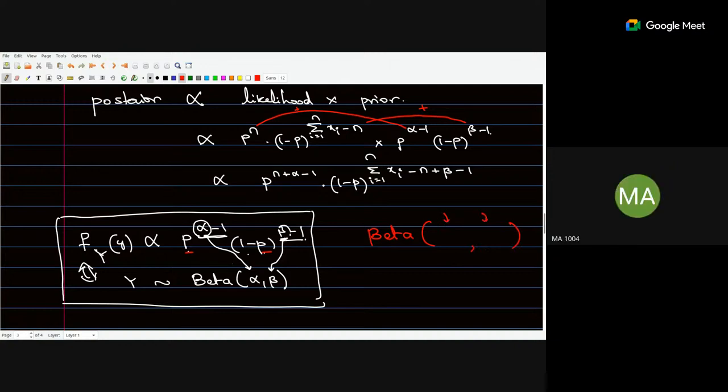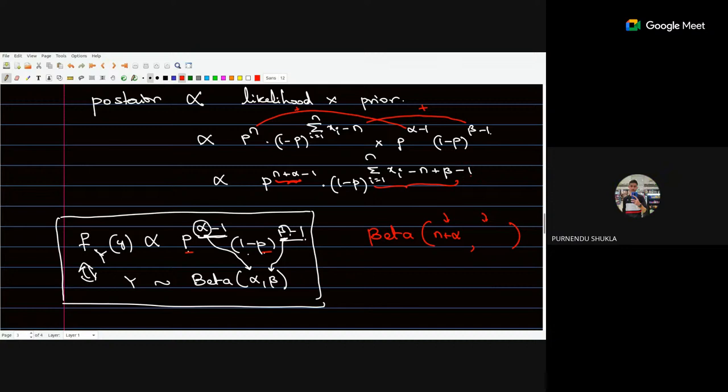What are these two? You see p power something minus 1, that something should come as the first one. If you observe clearly, that something is n plus alpha. So that sits as the first parameter in my beta. Similarly, you see (1 minus p) whole power something minus 1. That something will come as the second parameter. Here, if you see 1 minus p, all of this is the something, and there is a minus 1.